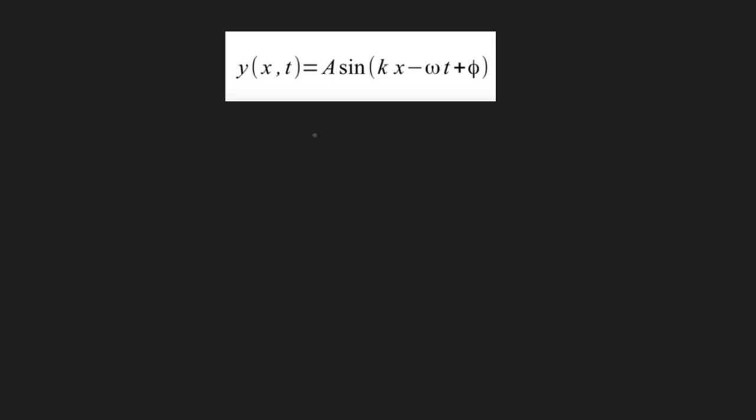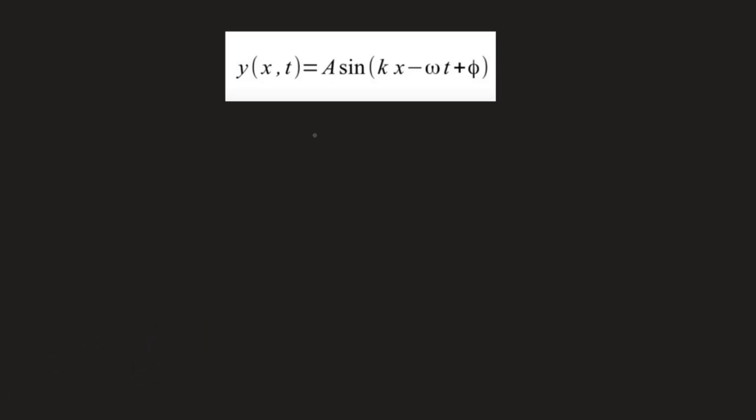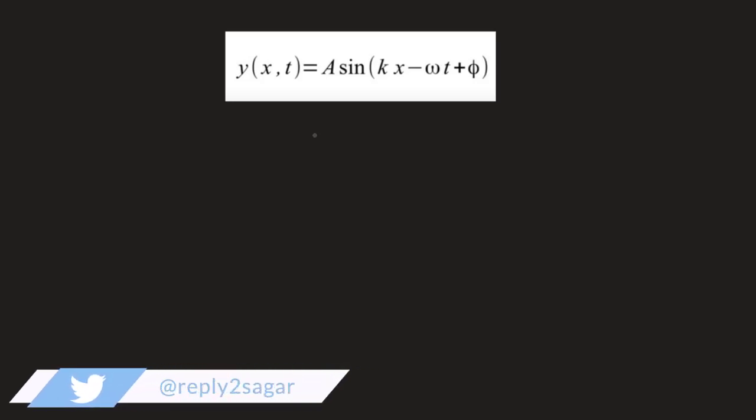So let us try to understand the significance of each parameter in this particular wave. It is very important to solve the problems related to the transverse wave. You need to understand each and every parameter. As you can see, this transverse wave is a function which depends upon x and t. So if you want to find the y, you will need two parameters, x and t. Generally, this is how the wave looks.